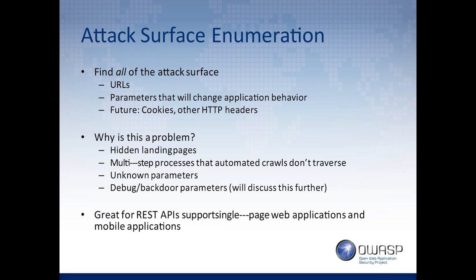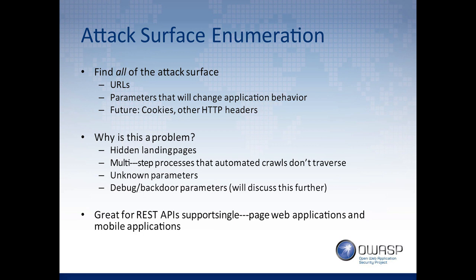Again, there can be unknown parameters that are only used in certain cases that might not be exercised or that might not be evident in the way that you crawl the application, and we'll talk more about this in a minute, but there may also be debug or backdoor parameters. Parameters that you're never going to see as part of a standard crawl on the dynamic side, but that will change and impact the behavior of the application on the flip side.